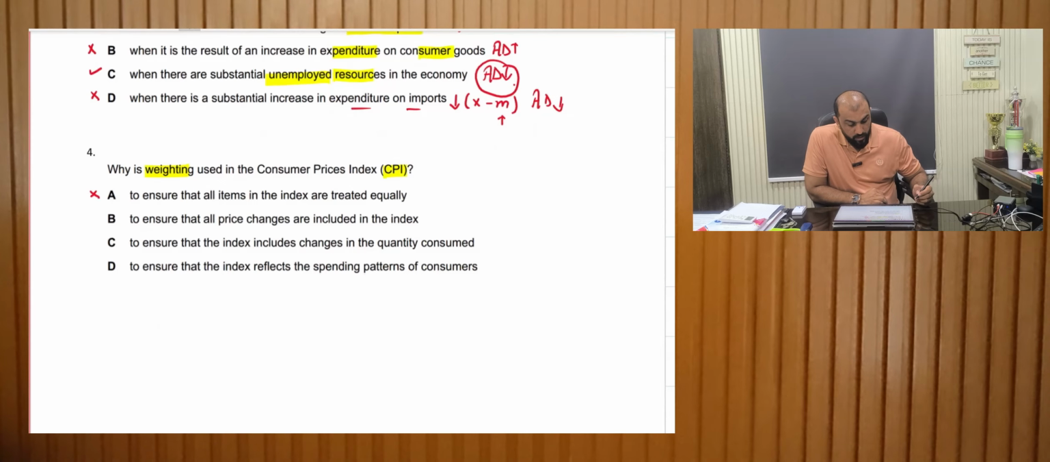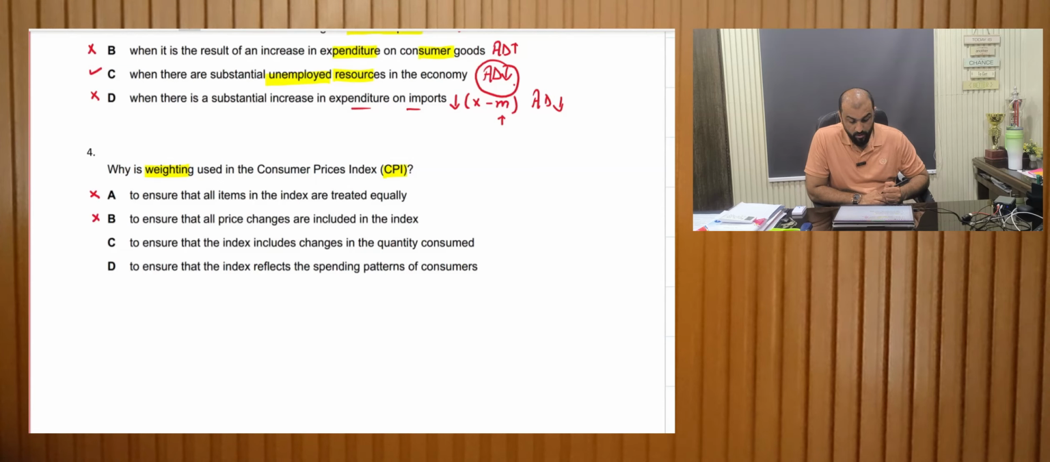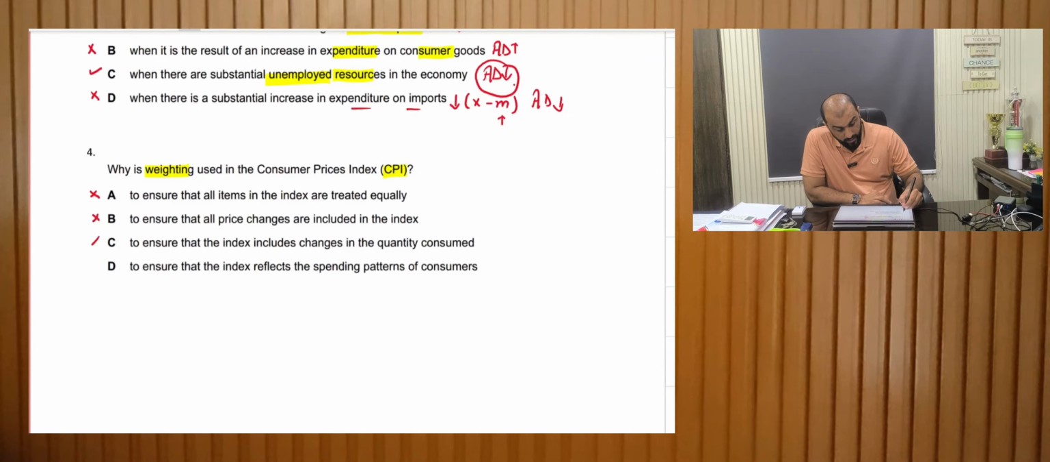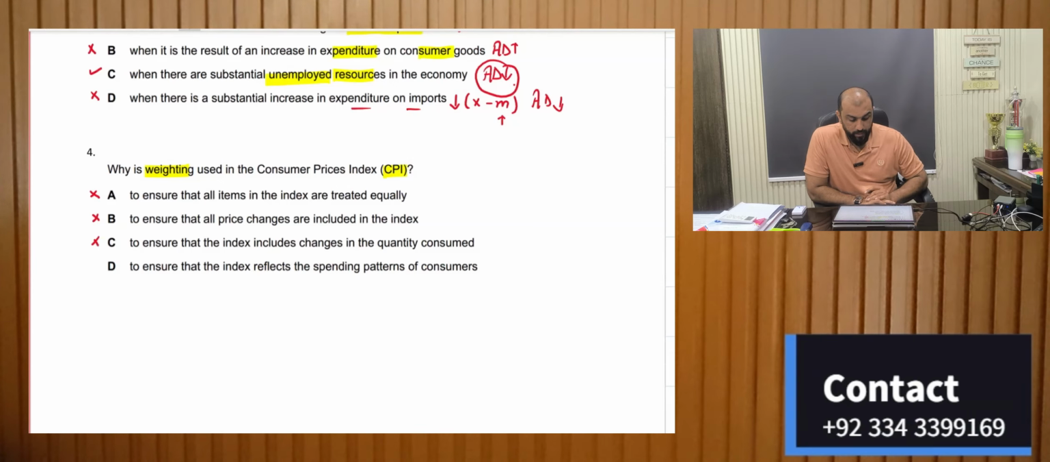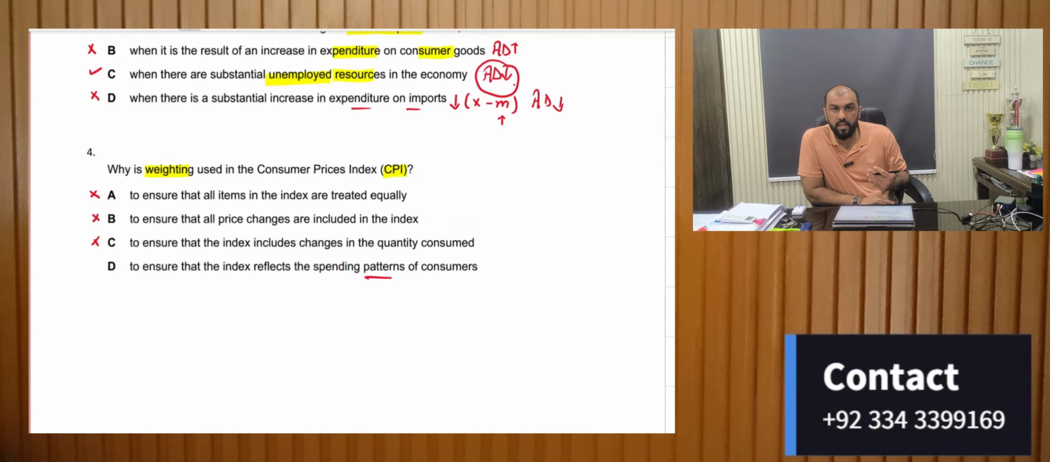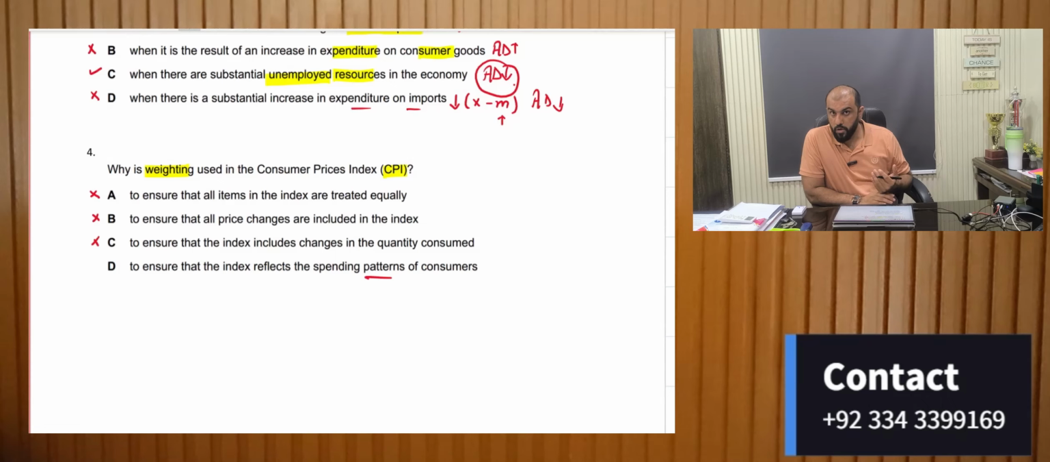To ensure all price changes are included in the index? Well, all price changes are usually included in the index, so that's not an option. To ensure that the index includes changes in the quantity consumed? Well, that is also incorrect. To ensure that the index reflects the spending pattern, how much of our income we are spending on a particular good, that is what weights show us.